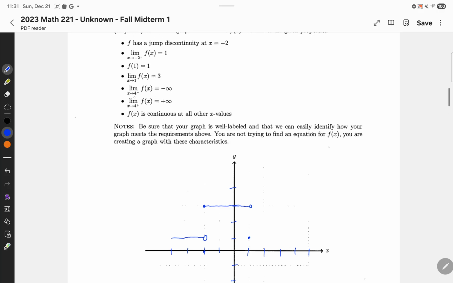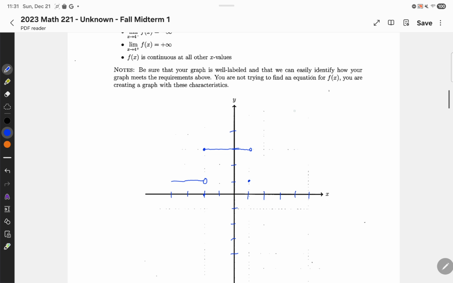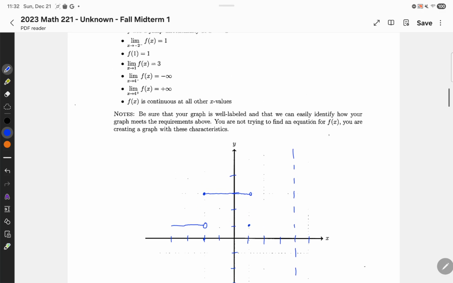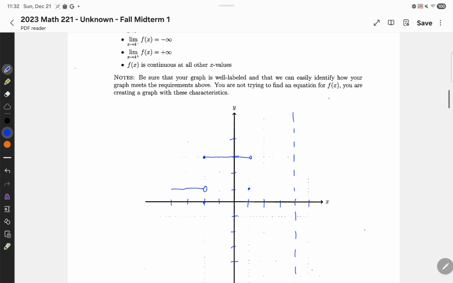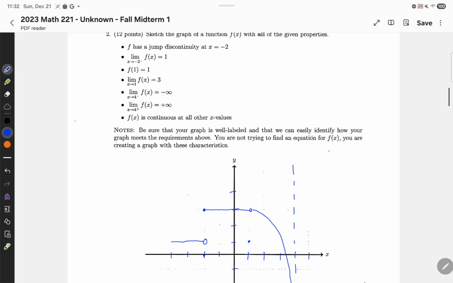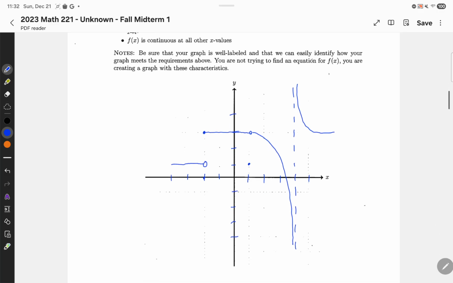Now the next bit is that as we approach 4 from the negative side, we go to minus infinity, and when we approach it from the positive side, we go to positive infinity. So that's going to be an asymptote at 4, just like this. And so what we can do is we know that the limit as we approach 1 is 3, so we'll start from here, and then we'll just go down because we're going to negative infinity. And then we can come out of this with an asymptote, just like this. And that should be all we need.